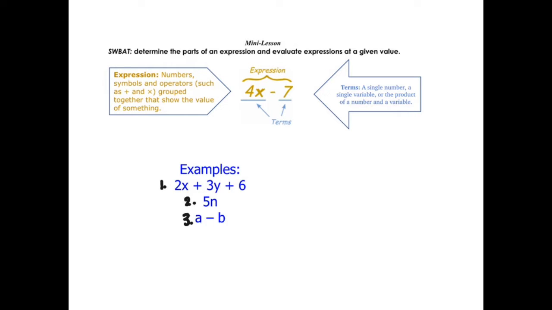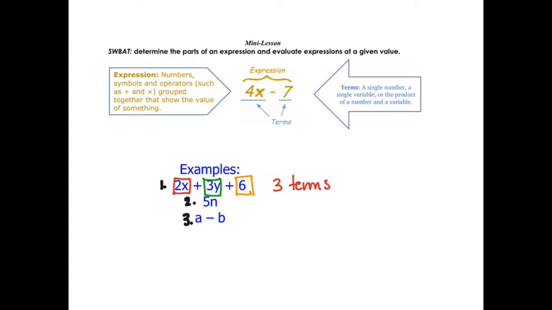Now let's determine how many terms we have in the first example. Based on what you know, how many terms are in 2x plus 3y plus 6? In the first example, there are 3 terms. A very nice way to tell how many terms we have is that our terms will always be separated by either a plus or a minus sign. So in this case, 2x is one term because that's the product of a number and a variable. We have 3y, which is another term, which again is the product of a number and a variable. And we have 6, which is a single number, giving us 3 terms in this first example.